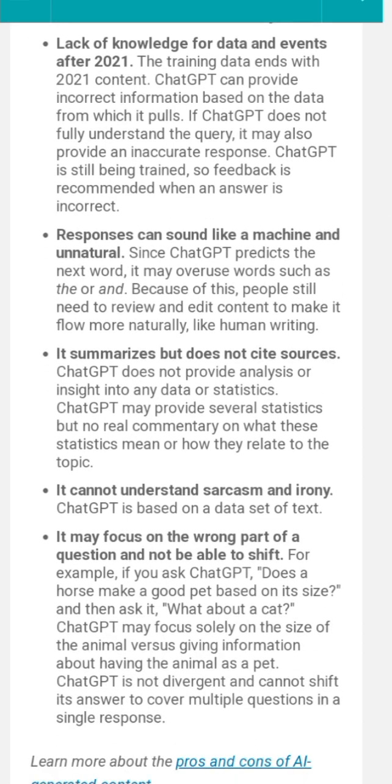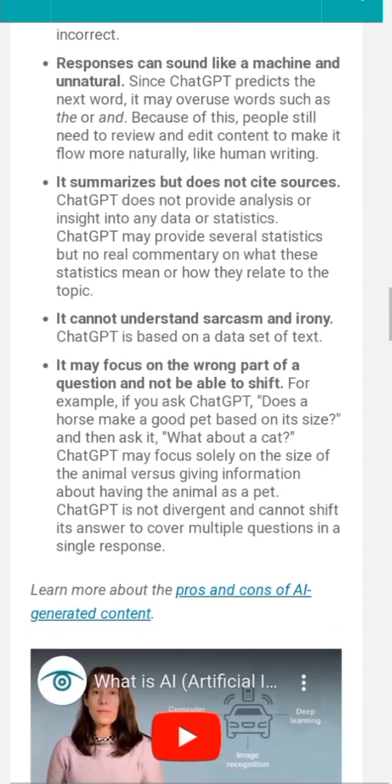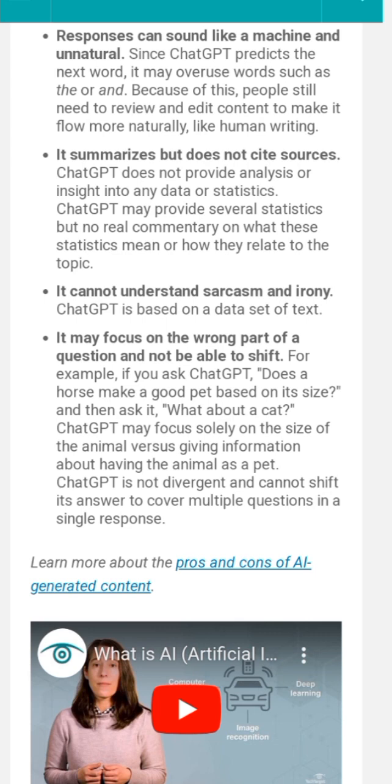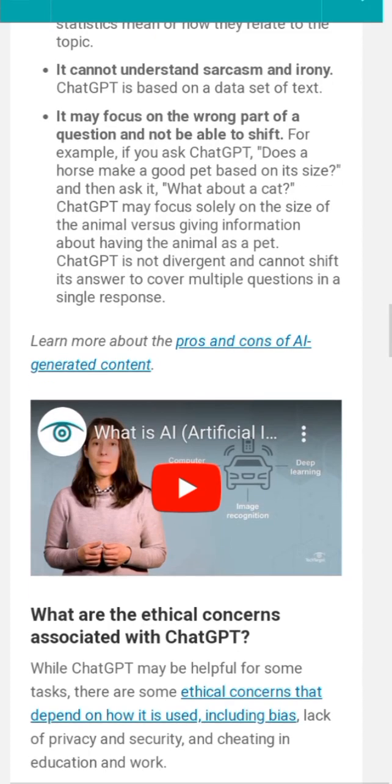It summarizes but does not cite sources. ChatGPT does not provide analysis or insight into any data or statistics. ChatGPT may provide several statistics but no real commentary on what these statistics mean or how they relate to the topic. It cannot understand sarcasm and irony. ChatGPT is based on a dataset of text. It may focus on the wrong part of a question and not be able to shift.